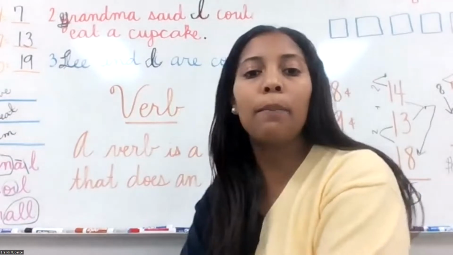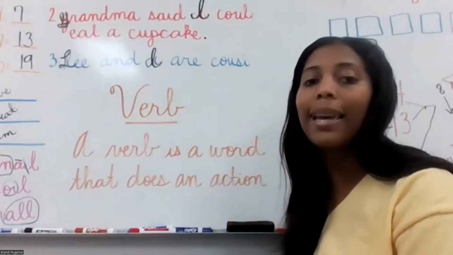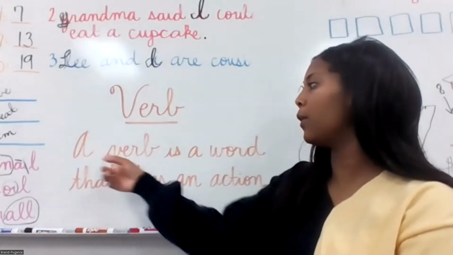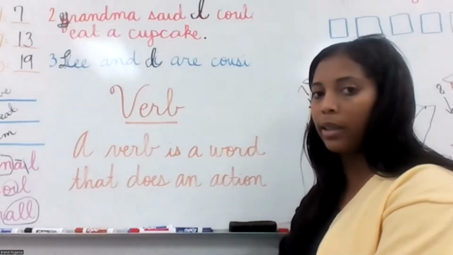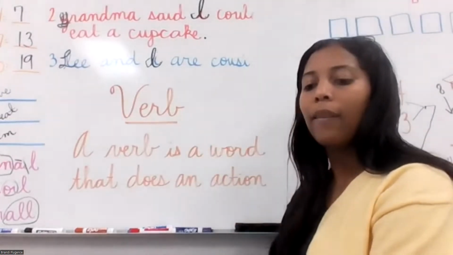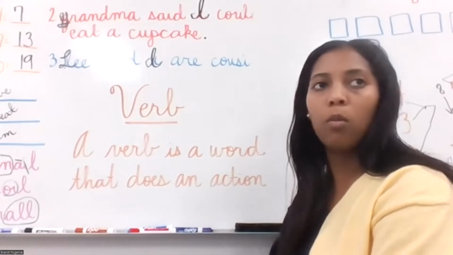Okay. So a simple definition: a verb is a word that does an action. That's the simple definition of a verb. So you can go ahead and write this down. Verb, and this is the definition: a verb is a word that does an action. Very simple definition.